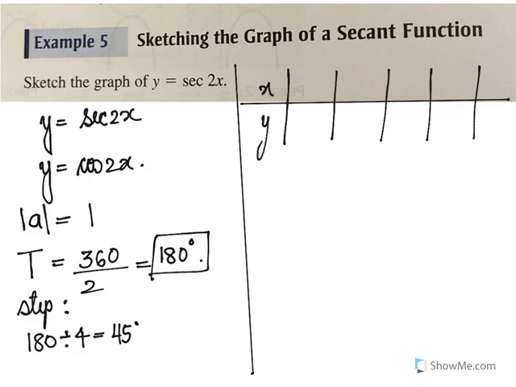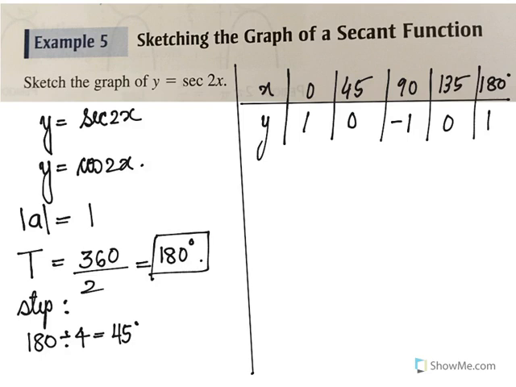So this is my x and this is my y. I start from 0, and each time I'm going to increase by 45 degrees. So this is 45, 90, 135, and 180. All right, so when it is 0, it's 1. When it's 45, it's going to be 0. At 90, it's minus 1. 135 is 0. And finally, it is 1.